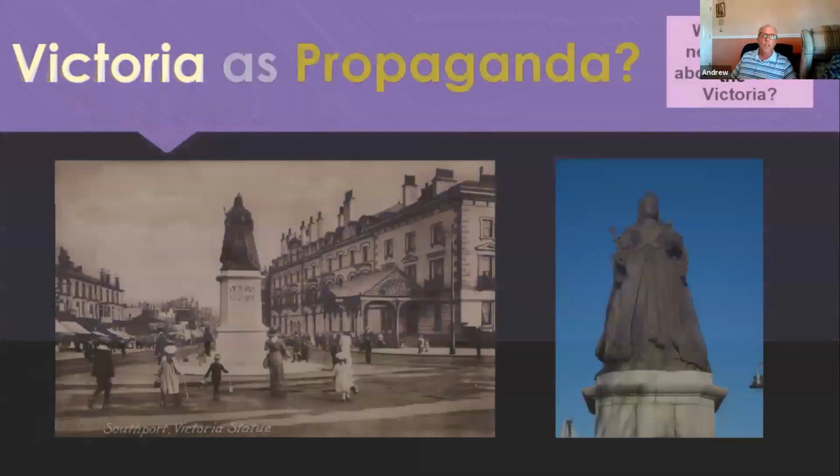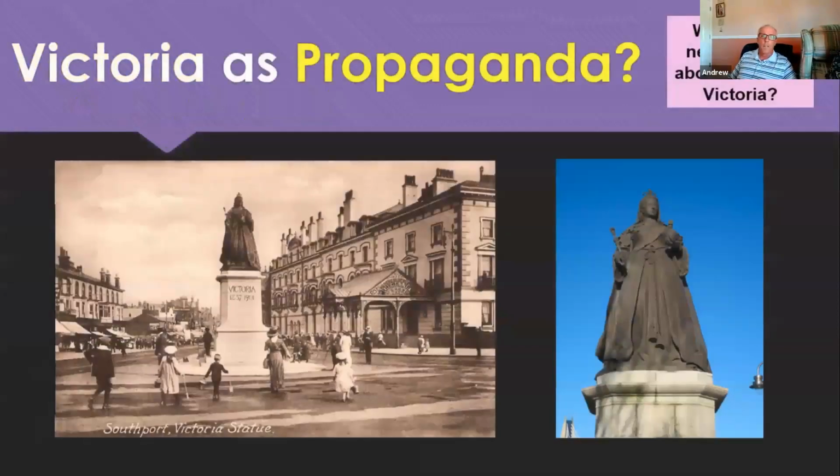Now, if you go across England, you're going to see lots of these statues. In fact, the statue on the left is one from the town where I live, which is in the north of England. It's about 20, 30 miles outside Liverpool, where I was born. These statues are all over England, and they're standard representations of Victoria. You can see her in her regal clothes. She's got her crown, her orb and her scepter.